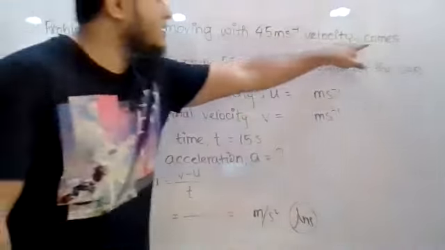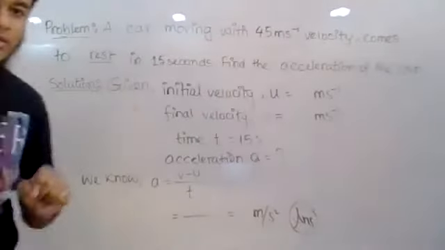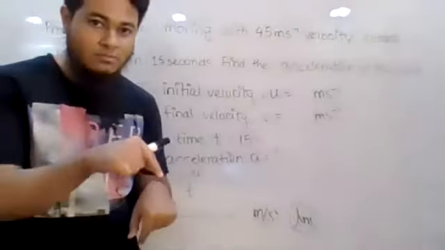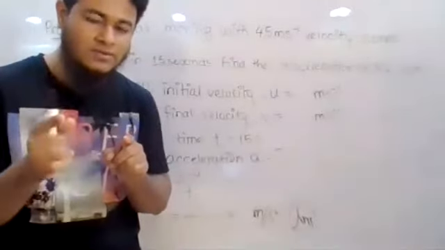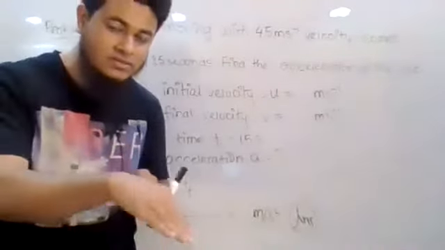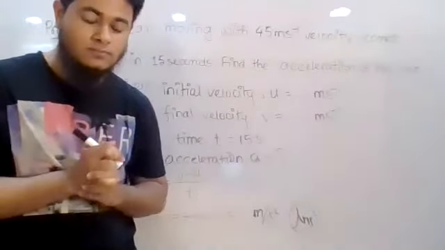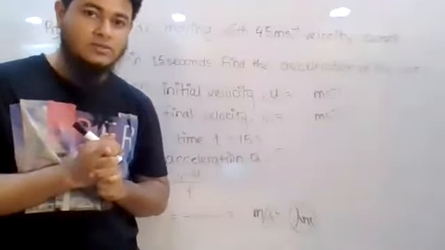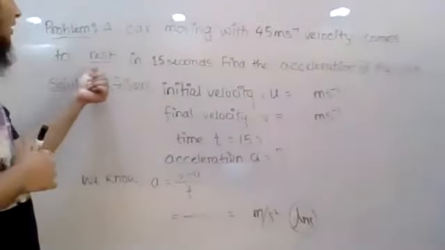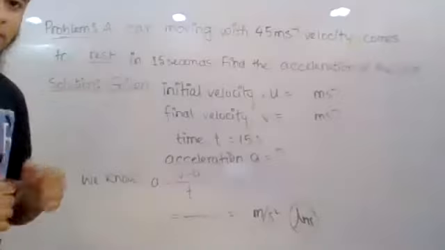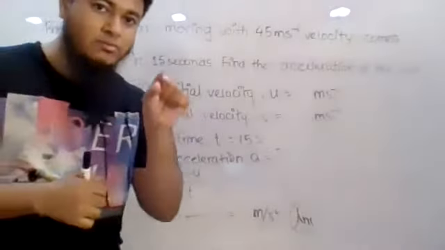Then it comes to rest. That means the driver must have applied the brake. And when someone applies the brake of a car, the velocity of the car increases or decreases? Decreases. So applying the brake, what will happen? The car will come to rest. That means the final velocity will be 0.